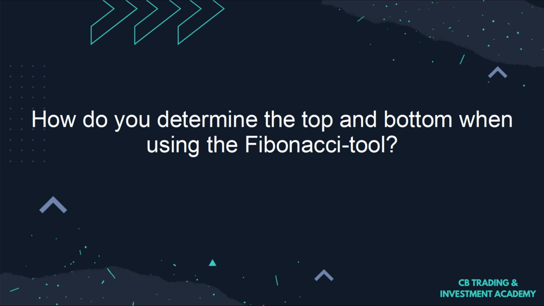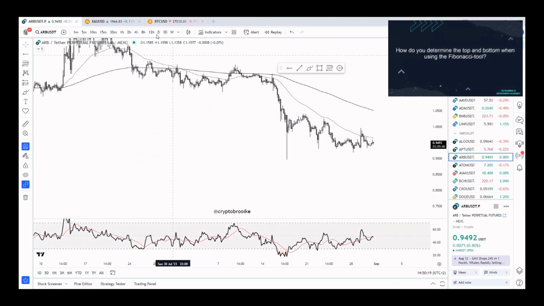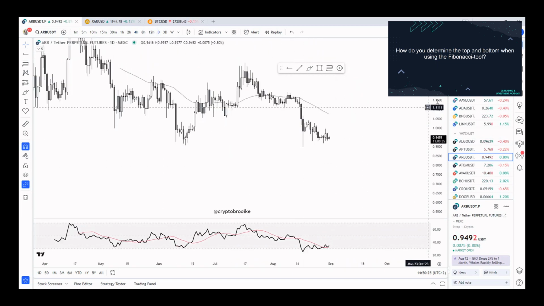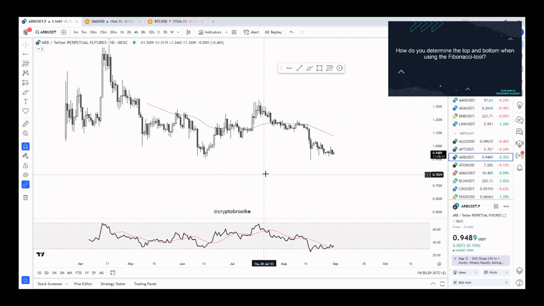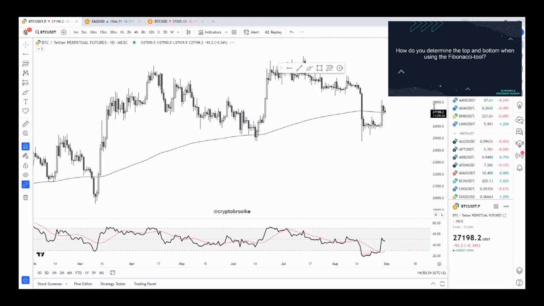You determine tops and bottoms. Use either local lows and local highs, or swing lows or swing highs. So if you are watching a higher time frame chart, what you then do is look for, let's have the Bitcoin chart, it's better.